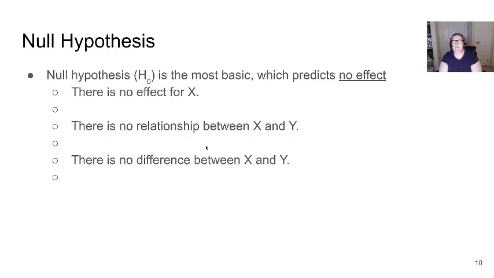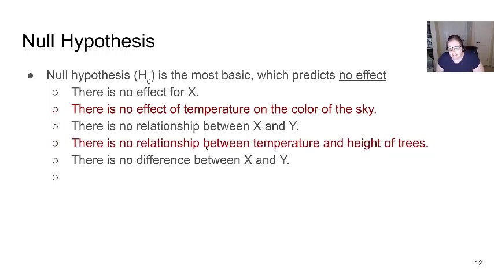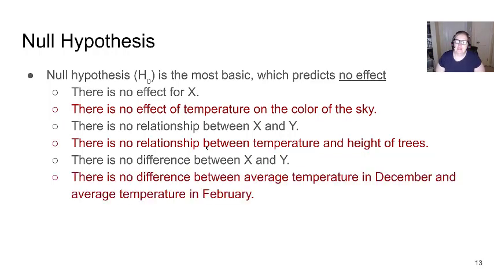Here are some examples of that. There's no effect of temperature on the color of the sky. I don't know if that's true or not, but the null hypothesis is nope, no effect, no relationship. No relationship between temperature and the height of trees. Again, this could be false, but it's a claim, right? It is a hypothesis. I hypothesize no effect, so it's a null hypothesis. Or I could say there's no difference between average temperature in December and average temperature in February, right? Which again could be false, but it is a null hypothesis, no effect, okay?